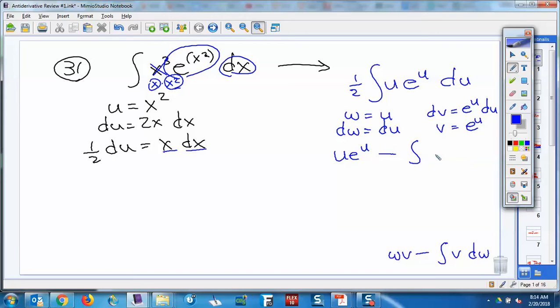So that's u e to the u minus the integral of v dw, so that'd be e to the u du. And that's easy. That's just e to the u. So we get u e to the u minus e to the u. Now we got to be a little careful. When these start getting messy, we got to be a little careful.